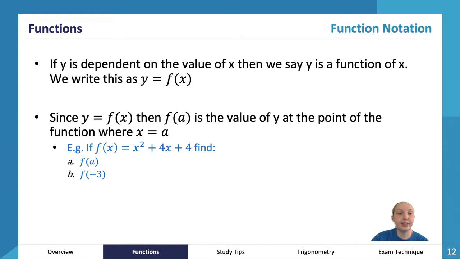So since y is equal to f of x, then f of a is the value of y at the point of the function where your x is equal to a. Okay, so whatever is in these brackets when we're looking at a function, that is what you're substituting into the equation in place of whatever pronumeral is in your function. Usually it is x. Sometimes your equations are going to be given to you as a or b or c or anything. Usually it's x. They don't try and confuse you that much.